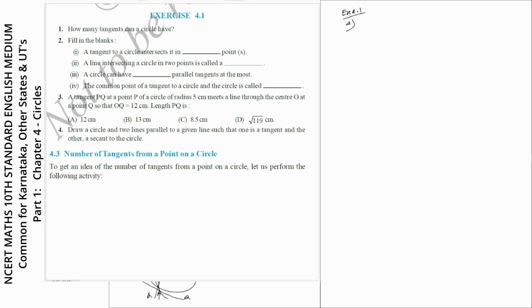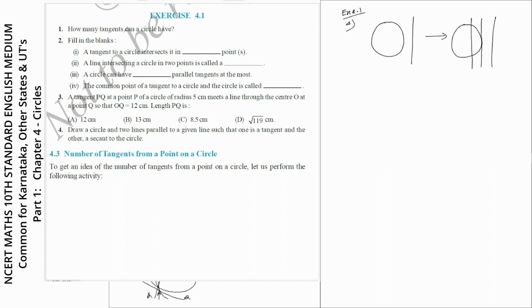Exercise 4.1, question number 4. Draw a circle and two lines parallel to a given line such that one is a tangent and the other a secant to the circle. So according to the question, there is one circle and a line. So I should draw a tangent and a secant to the circle which are parallel to the given line. So after drawing I should get it like this. The circle and the given line will be as they are. I should draw a tangent to the circle which is parallel to the given line, and also I should draw a secant to the circle which is also parallel to the given line.